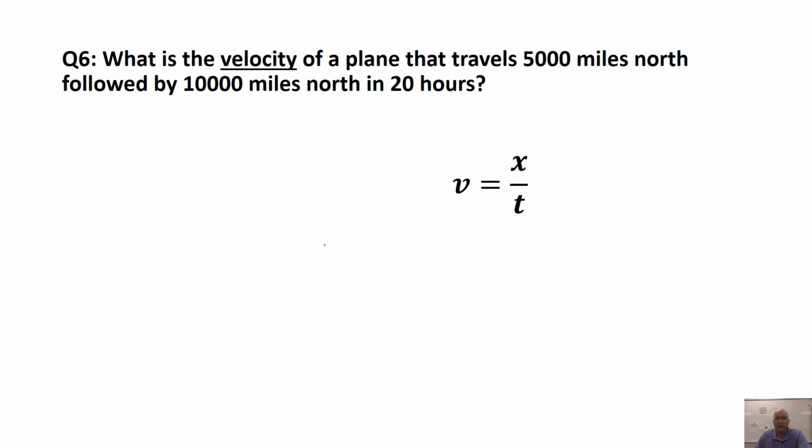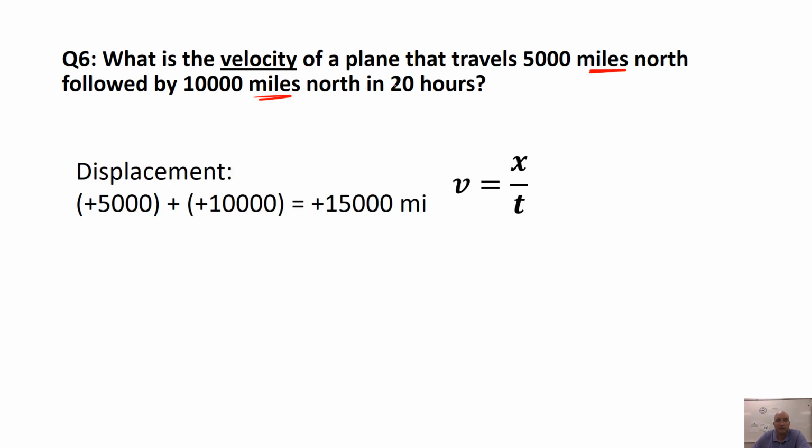Okay, what's the velocity of a plane that travels 5,000 meters north, followed by 10,000 miles, not meters. So be careful, since we're using miles. We want to make sure that these things connect the dots. It doesn't have to be meters if it doesn't tell you to convert to meters. If we have miles and miles, we can work with those numbers. If it happened to be miles and meters, then I would always convert to meters first. But let's go ahead and answer this question.